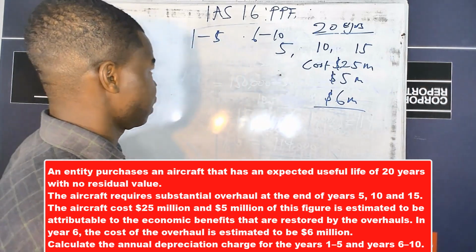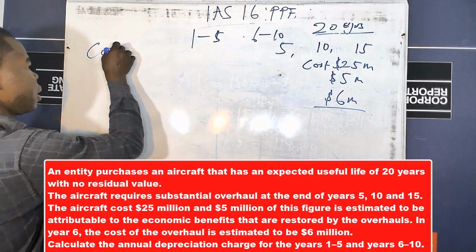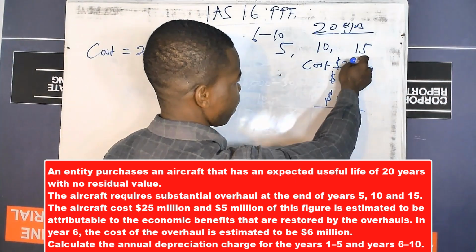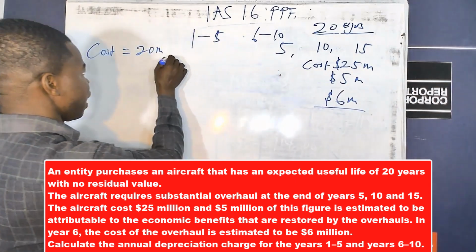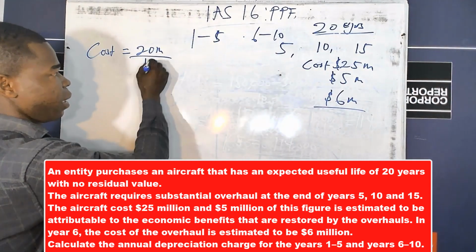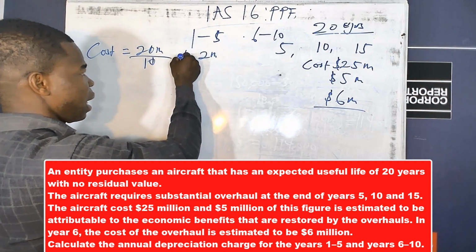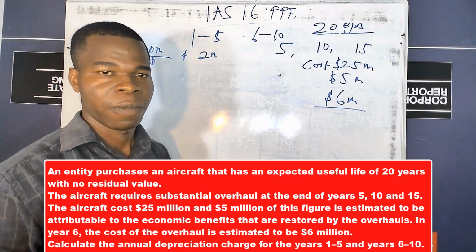So in this case, the cost of the asset is now going to be the 20 million. We will take the 5 million from this, which will be the 20 million, divided by 10, and this will give us 2 million. So 2 million will be the annual depreciation for the cost of the asset.